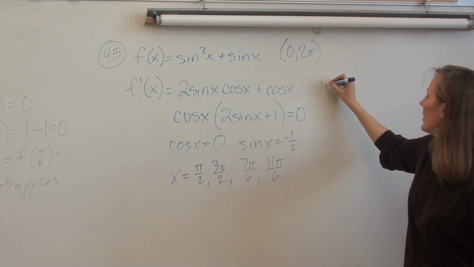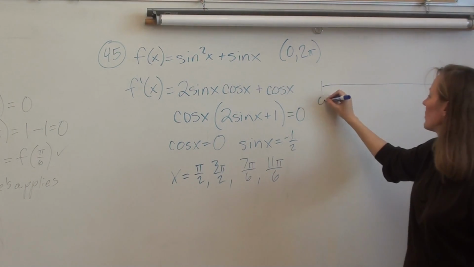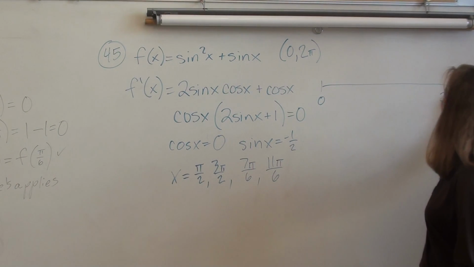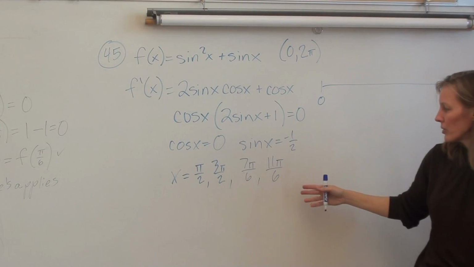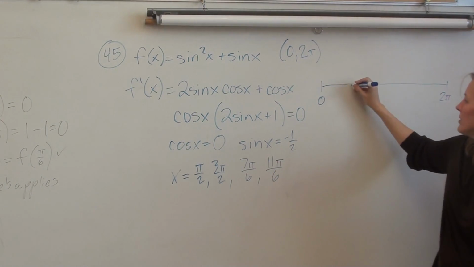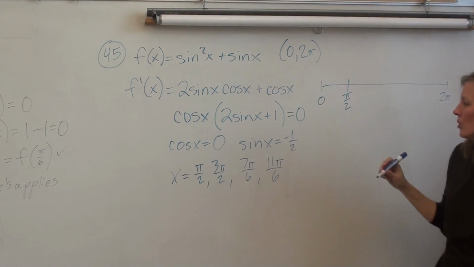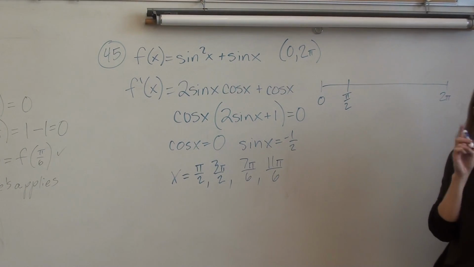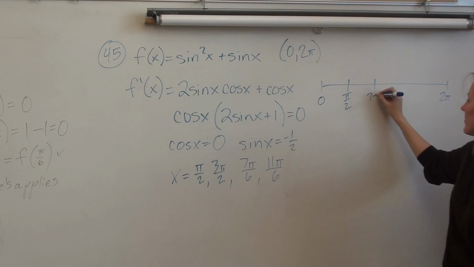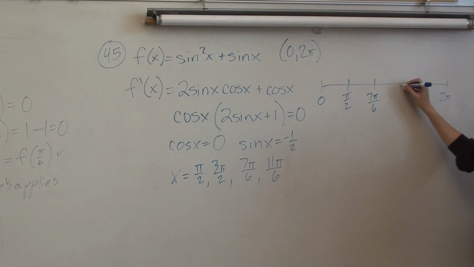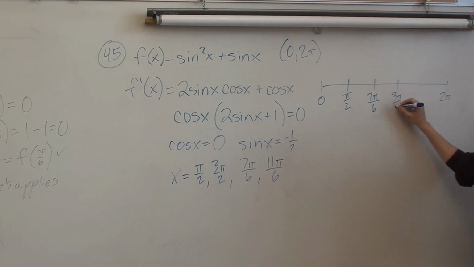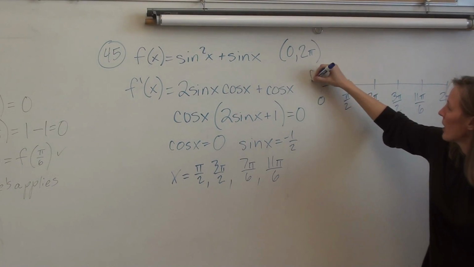We make a sign line from 0 to 2 pi. Make sure you put the numbers in the right order. Believe it or not, what's the lowest of all 4 of these numbers? Pi over 2. Pi halves. Which one comes next? 7 pi over 6. Then what? 3 pi halves. And finally, 11 pi over 6. So this is our f prime.